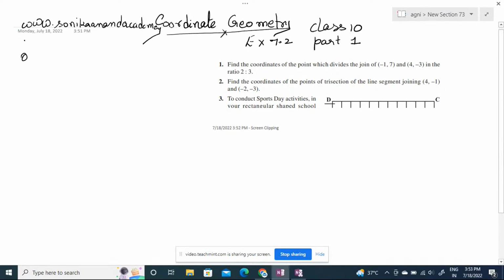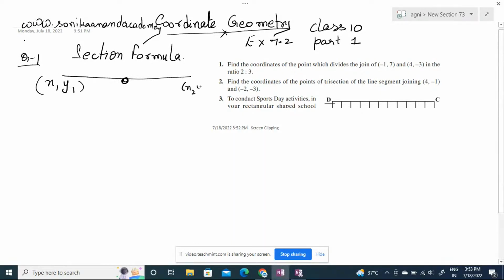Now question number 1. Actually, this exercise is based on the section formula. With the help of the section formula, we find the points in between the line. For example, there are 2 points x1, y1 and x2, y2, and I have to find the coordinates of this point x, y somewhere in between these 2 points. For example, this is in the ratio of m is to n. Let it be point P.